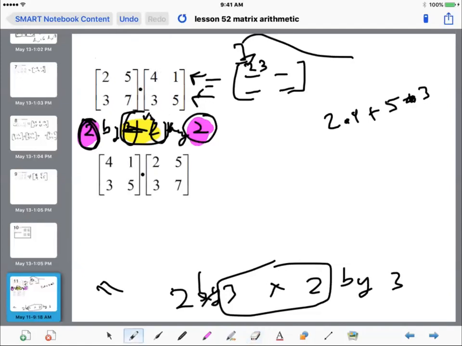So in order to do the first row, second column, I take the first row of the thing on the left and the second column of the thing on the right, and I do 2 times 1, which is 2, and 5 times 5, which is 25, and I add those together to get 27.